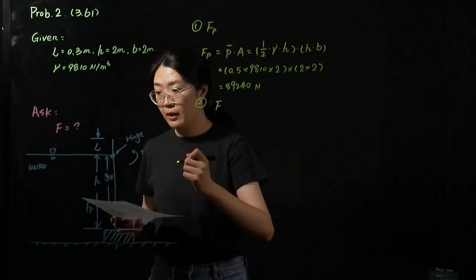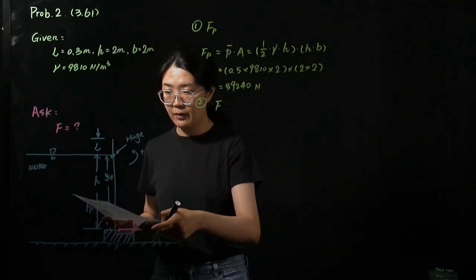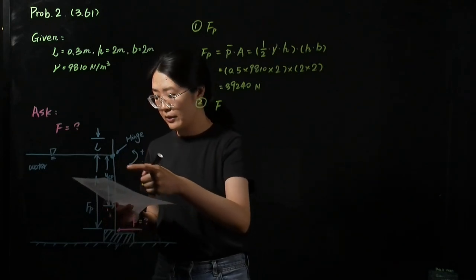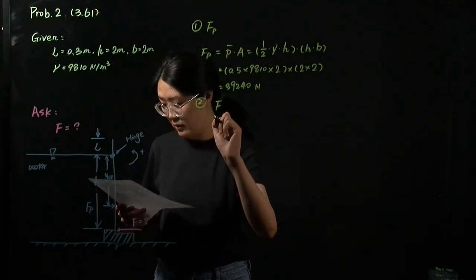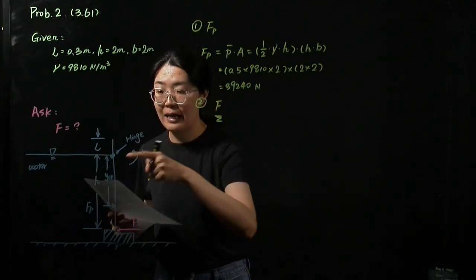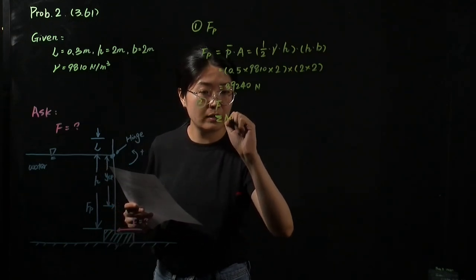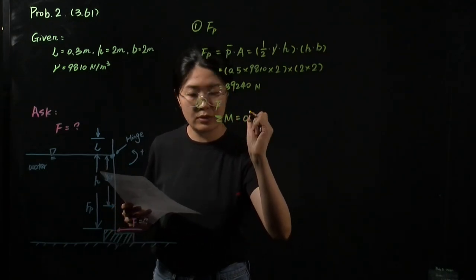Because we want to keep the gate closed, when the gate is closed, the moment at the hinge should equal 0.